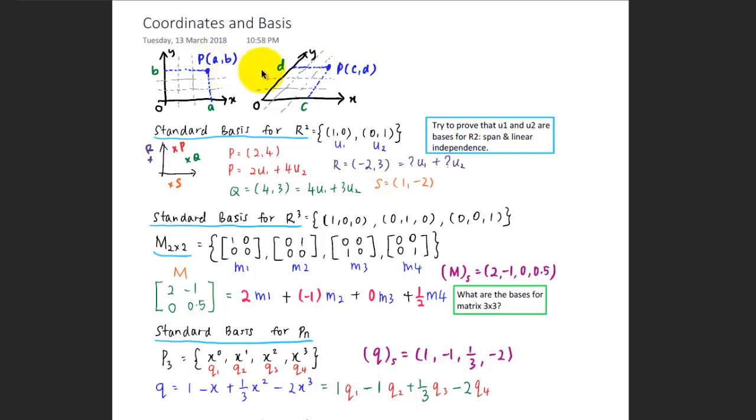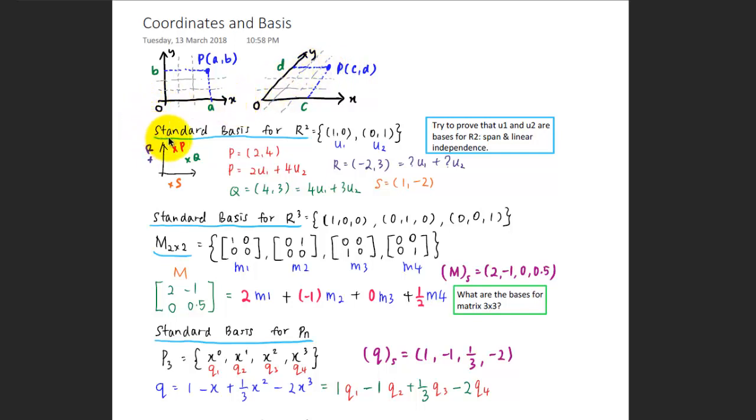Similarly, in a non-rectangular coordinate system, to define the coordinates of these points P, C, and D, the basis vectors will be along these directions with this length, and along this direction with this length. So based on these two examples, we can see that the coordinate of a point or a vector actually depends on the basis. So we define the coordinates based on the basis of the system.